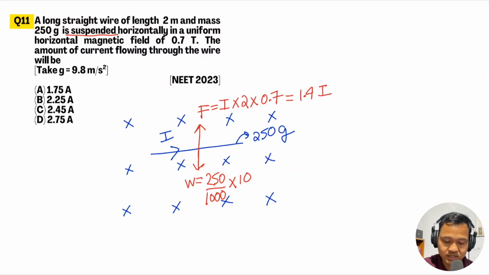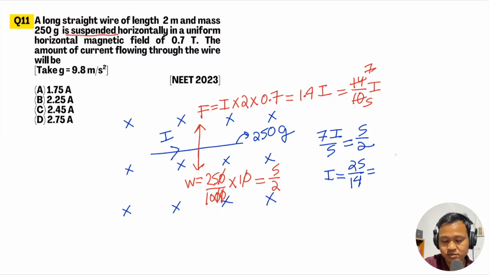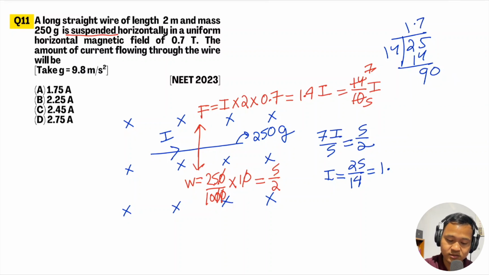The wire is suspended, so these two are equal. The weight is 250 by 1000 into 10, which is 5 by 2. Force equals weight, so I can just equate them. 7I by 5 equals 5 by 2, so I equals 25 divided by 14, which is approximately 1.8.